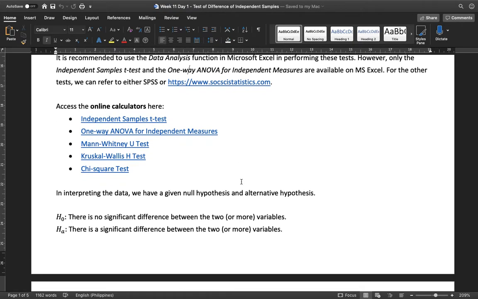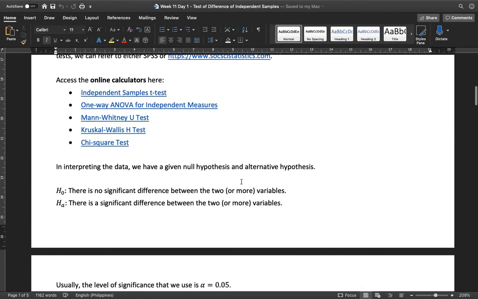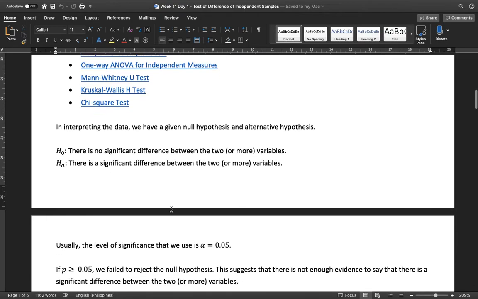Now, in interpreting the data, we have a given null hypothesis and alternative hypothesis. For the null hypothesis, there's no significant difference between the two or more variables. And alternative hypothesis, there's a significant difference between the two or more variables. So, ganun lang kapag meron tayong test of difference. Ang null hypothesis mo, walang significant difference. Ang alternative hypothesis mo, may significant difference. So, in most cases, ang gusto natin malaman dito is may significant difference sila. Okay, this suggests that there's an effect on what you've done in your study.